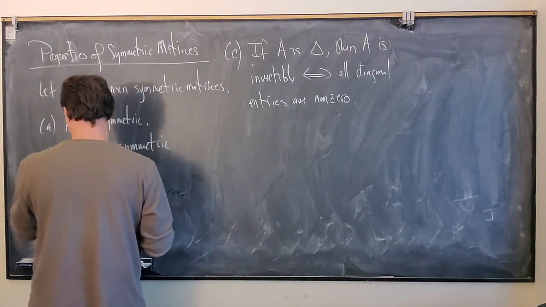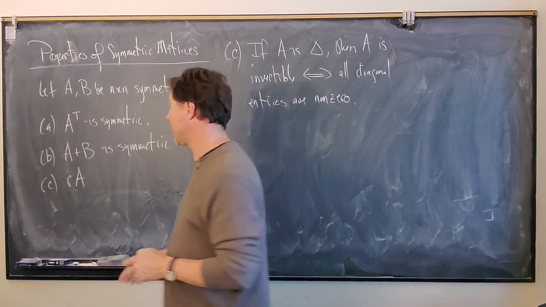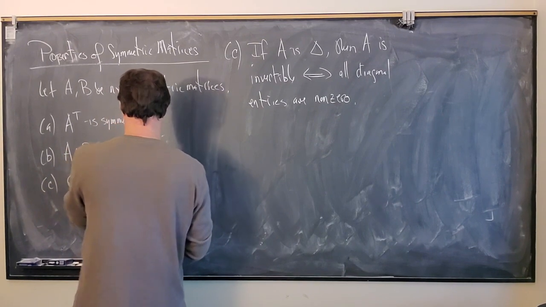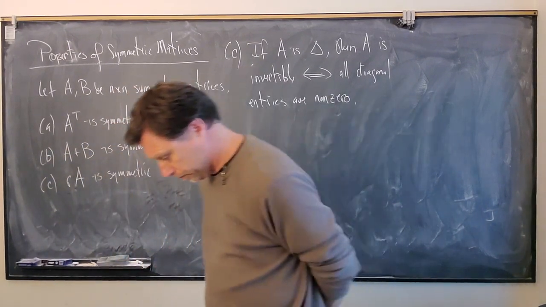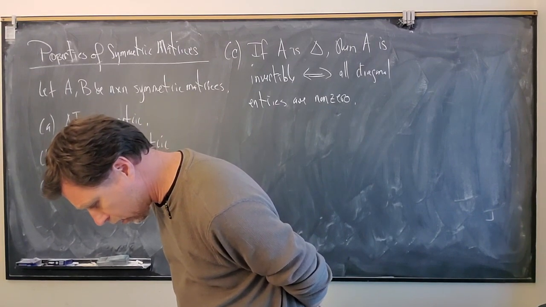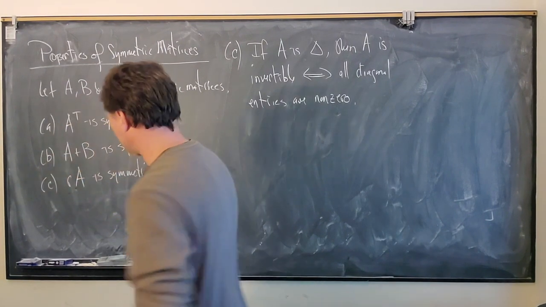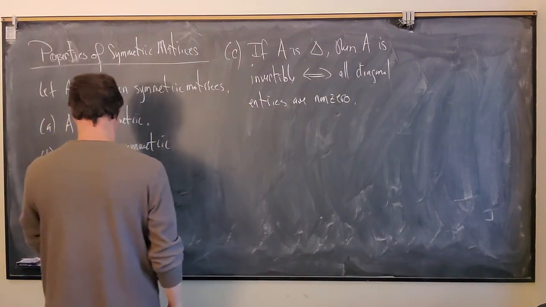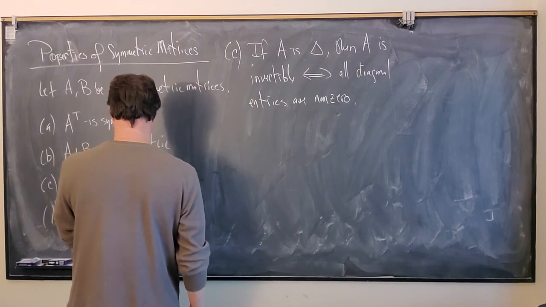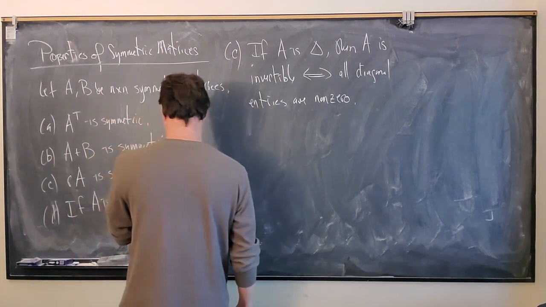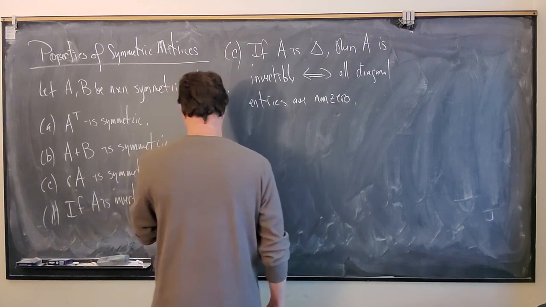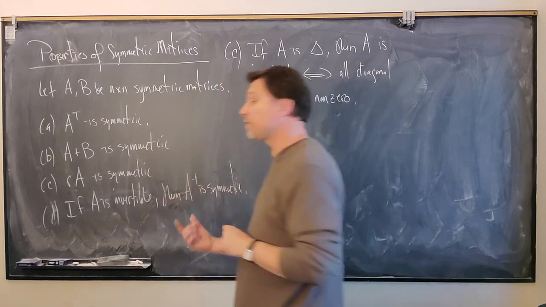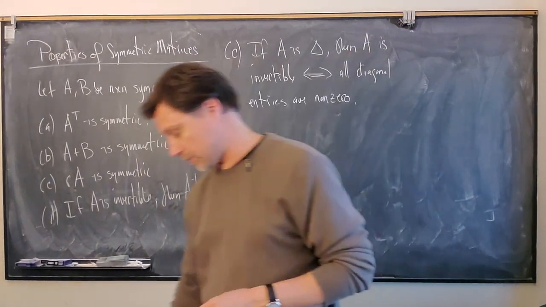Also, the scalar multiplication r times A is symmetric. And what else? Oh yeah, last property here. So if A is invertible, then A inverse is symmetric. All right, so the inverse of an invertible symmetric matrix is symmetric.